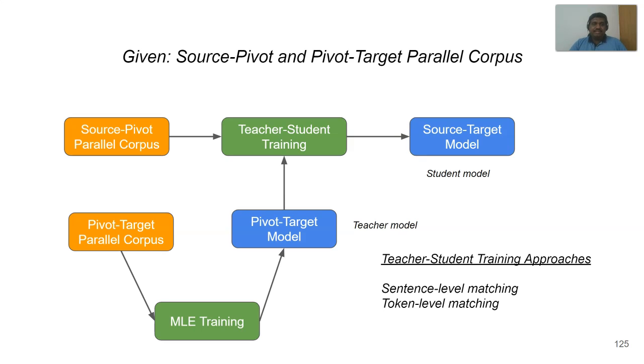One way to do that is to take the pivot side of the source-pivot data, translate it using the pivot target model to create source to target synthetic data, on which now a translation model is trained. So this is a standard way to do knowledge distillation for sequence-to-sequence models.